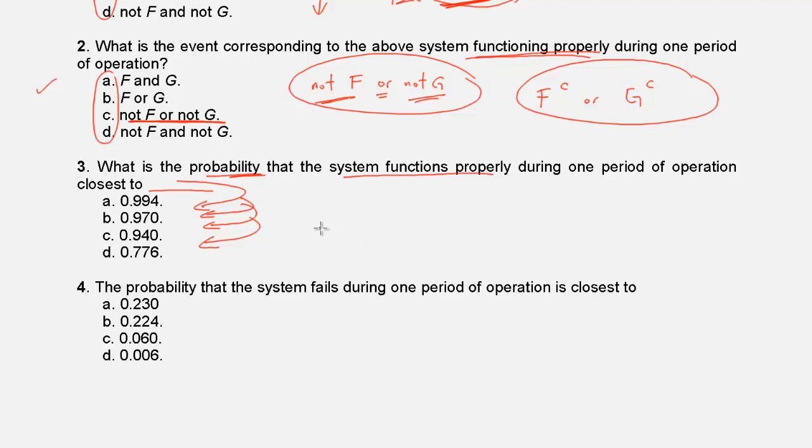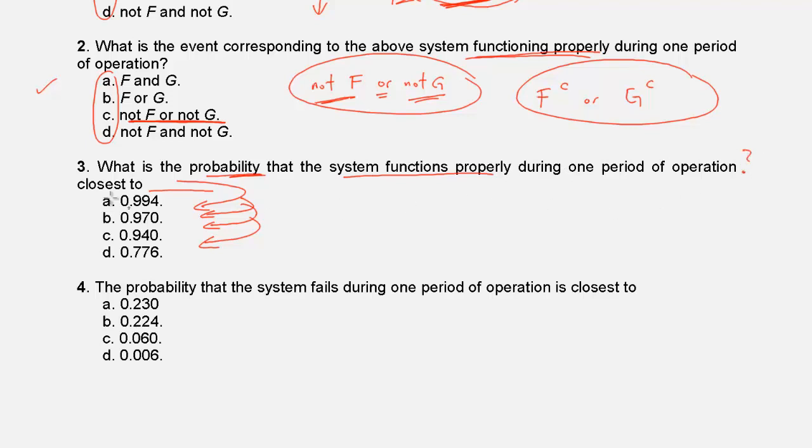So now that we understand that they were referring to some values that were originally there, we can get about the business of simply answering this. We're just going to answer this mathematically. When they typed this up, what they should have done is altered the wording. They should have said, what is the probability that the system functions properly during one period of operation?